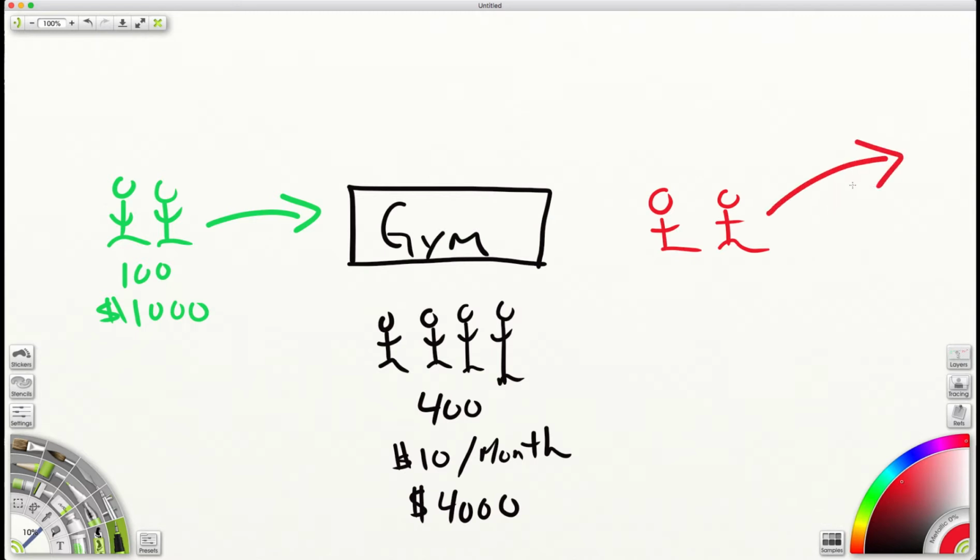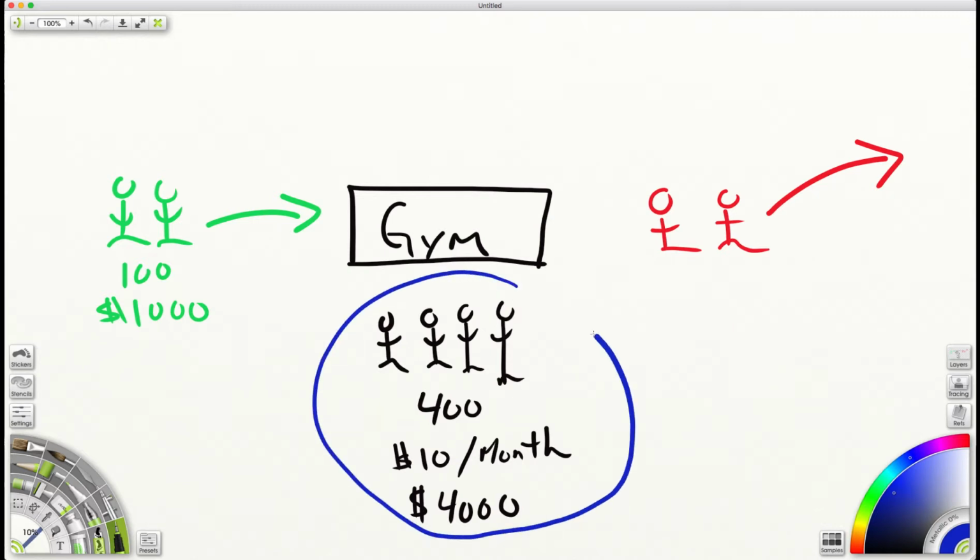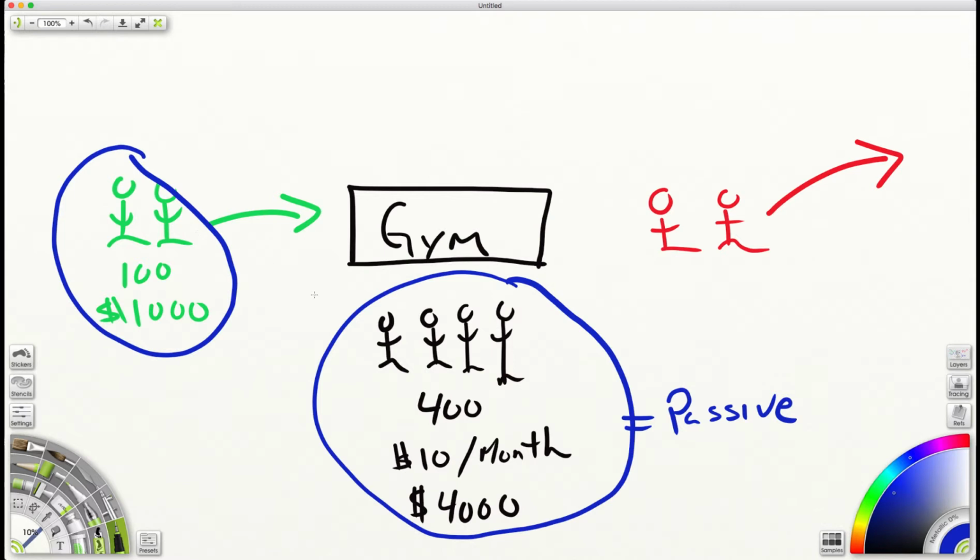And so what I'm hopefully getting across to you guys here is this idea, okay, that this income here, this middle group, this is the passive income. This is basically the equivalent of passive income. This is money that's coming into the gym every single month as long as people are paying, right? So these new members, as they become existing members, are going to fall into this pool here.